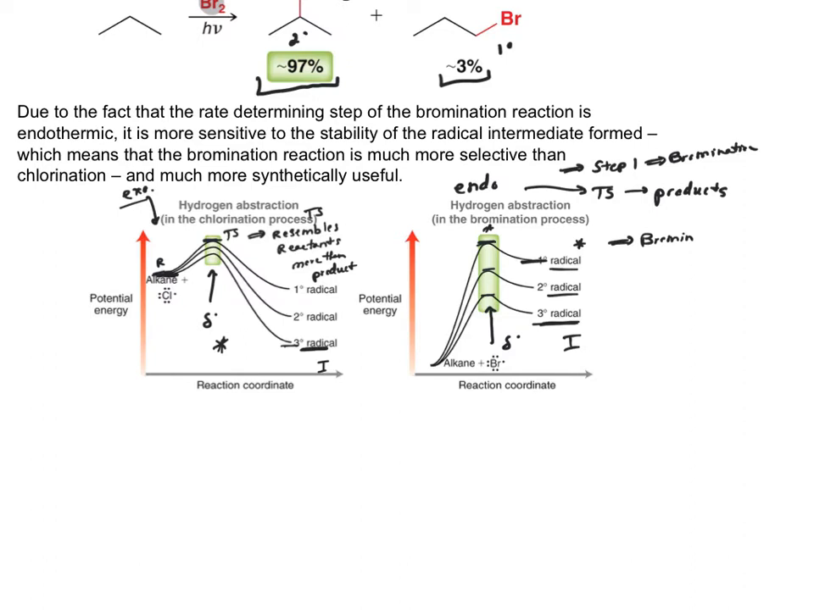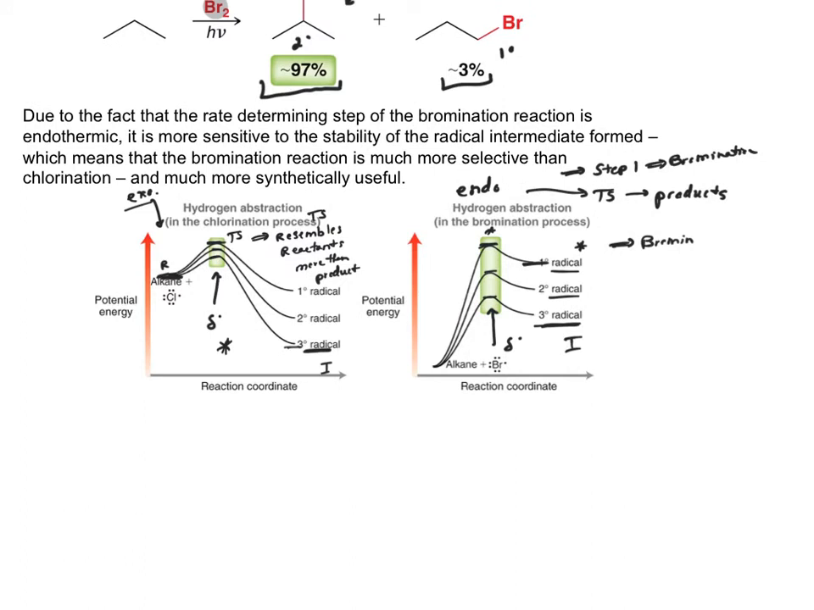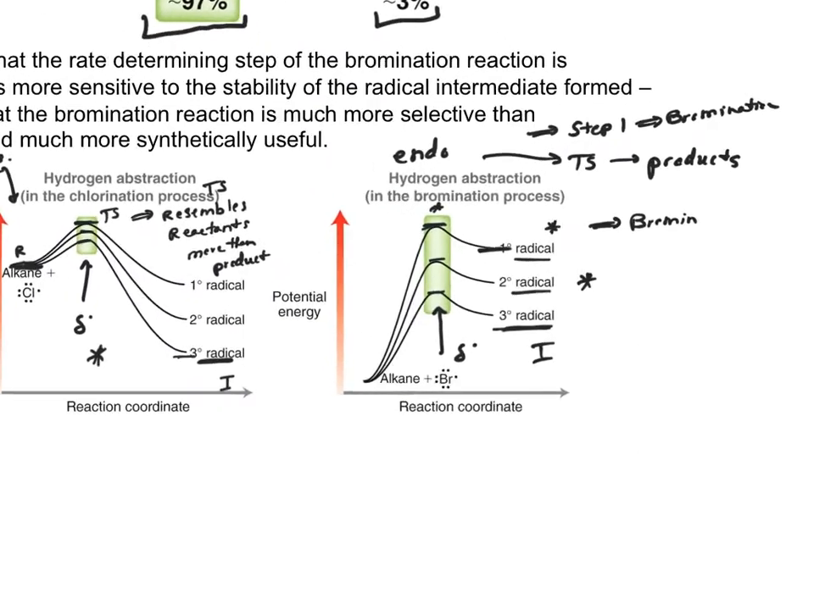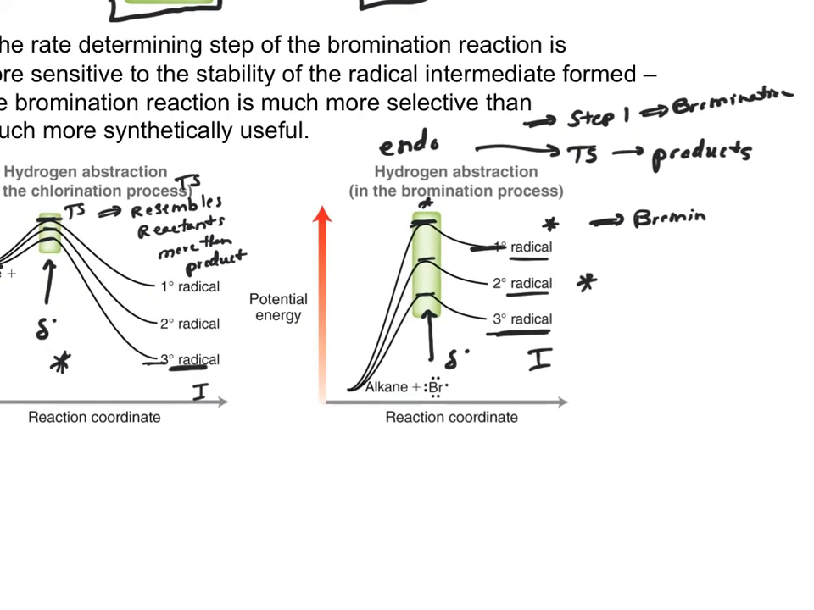For chlorination, because it was exothermic, it did help stabilize that transition state, but the overall effect is going to be much less than what we see in our bromination reaction because it's endothermic, okay? So again, for endothermic reactions, for this bromination reaction, because it's much more susceptible to the stability of the intermediate radical that's formed, we're going to see a greater lowering of the activation energy dependent on the type of radical that we're going to form.